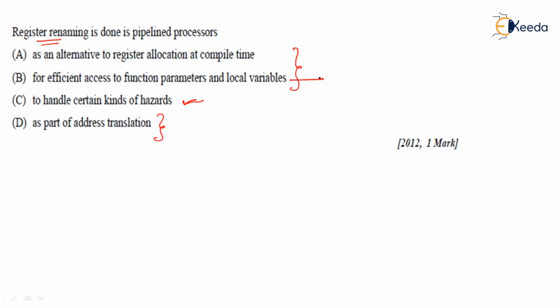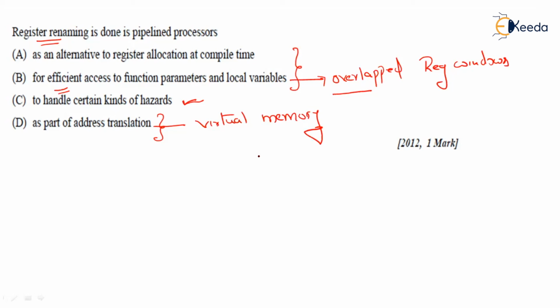We need to have the overlapped register windows. I'm neither talking about overlapped register windows nor about efficient access to function parameters and local variables. This leads to another concept which doesn't fit into pipelining. The third one is as a part of address translation. Address translation is a concept of virtual memory. So this is to handle certain kinds of hazards, so option C is the correct option.